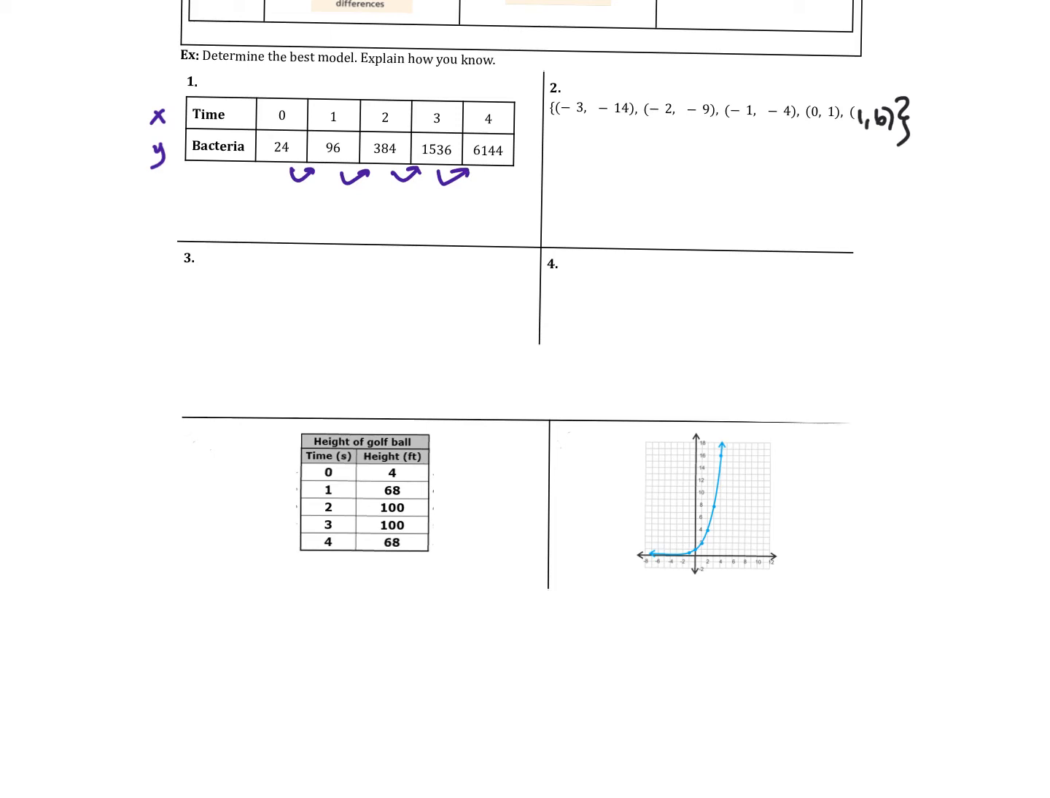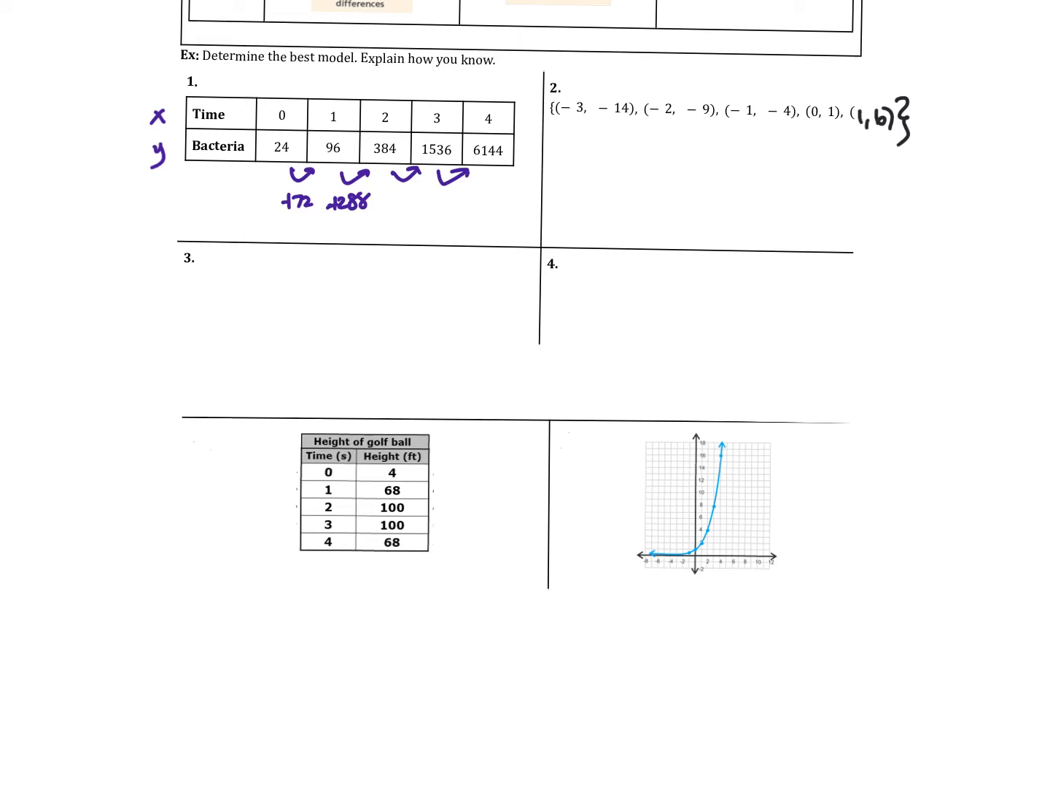So the first thing I would probably check is what number am I adding to get from the first value to the next? So if I do 96 minus 24, that's going to give me plus 72. 384 minus 96, what do I add to 96 to get 384? I add 288. So I can already tell that this is not going to be an arithmetic sequence because these two numbers are not the same. And not going to be a linear model because the common difference isn't the same. The first difference isn't the same, so this is not going to be linear.